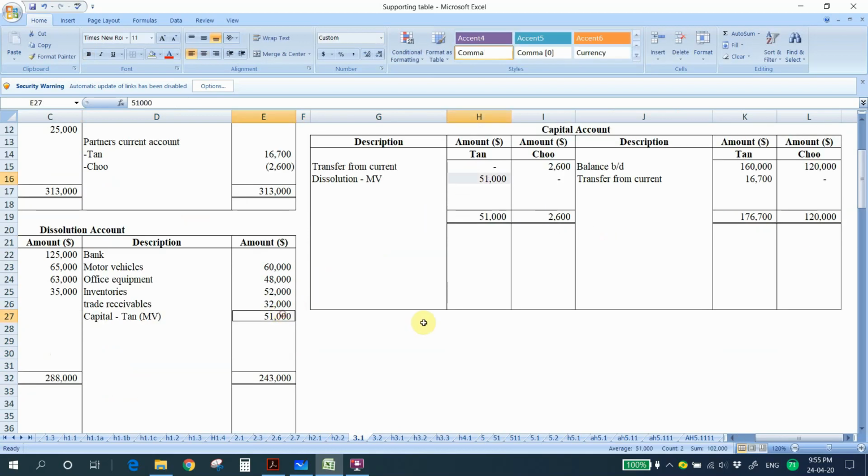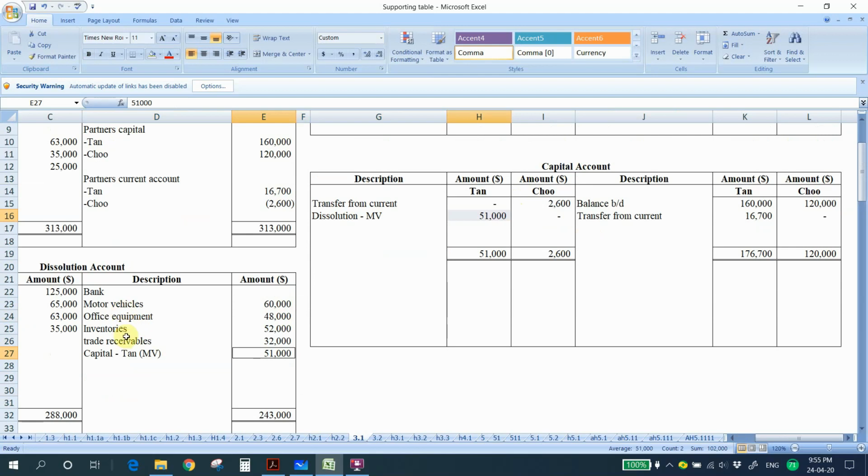So this is the double entry. Debit capital account and credit on the dissolution account.